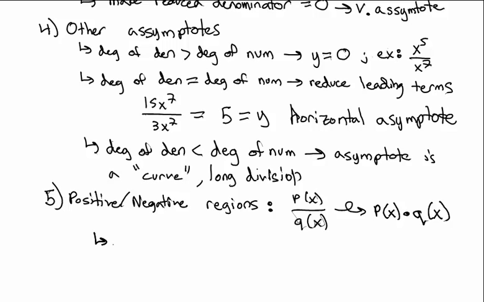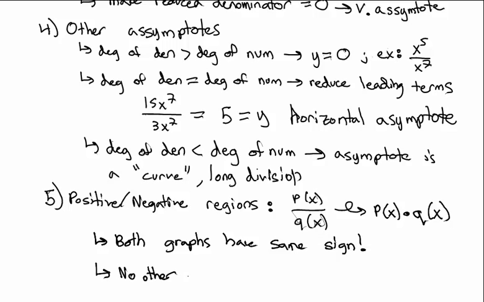Because both graphs, of the division and the product, have the same sign. Because if a positive is divided by a positive, it's the same as a positive multiplied by a positive. They're both positive. Positive divided by a negative is the same as a positive multiplied by a negative. They're both negative. They have the same sign. Now what's important to note about these two graphs is that they have no other connection.